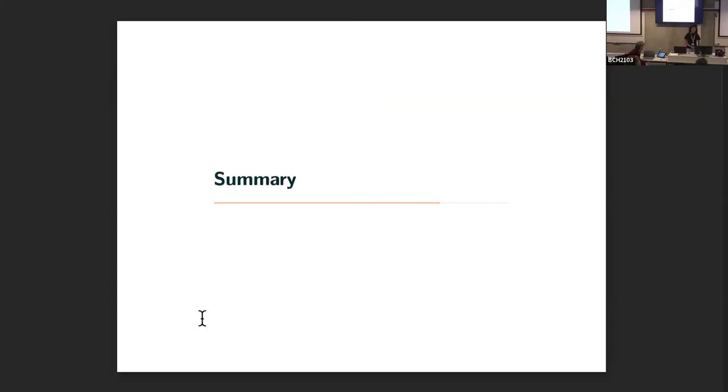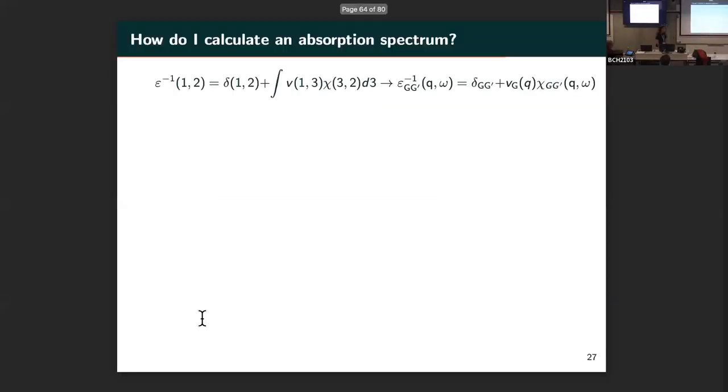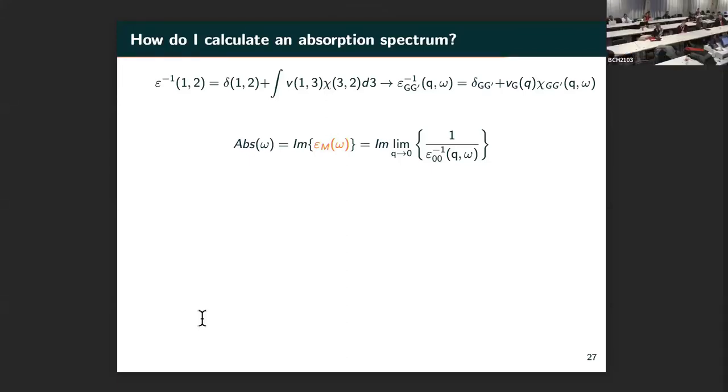So let me do a wrap up, a summary of everything that we have learned. We started with our definition of the dielectric function in terms of the polarizability, the two-point polarizability. Of course, at the end, we will calculate it in the reciprocal space for G, G prime. This will be a matrix. And of course, chi must also be calculated in reciprocal space. In particular, in our rubidium oxide example, we were interested in computing absorption, which was the imaginary part of epsilon, which is defined as the inverse of the inverse dielectric function evaluated at G prime component equals zero.